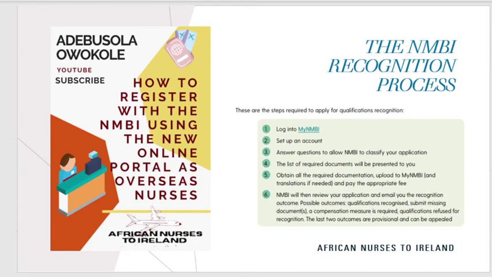So this is an overview of the recognition process. You log into your account, you set up your account, then you answer questions to classify your application. Your application is going to be G3 if you answer all the questions correctly. The list of required documents will be presented to you that you need to upload. After uploading them, if you require any translation, you need to do that as well, and you pay the fee, which is €350. Then NMBI is going to review your application and email you the recognition outcome within the space of 3 months. Sometimes it's less than that. It depends on the volume of applications at the moment.